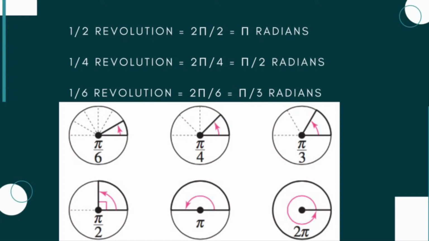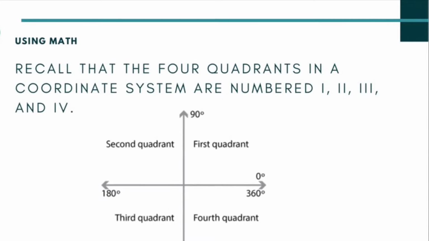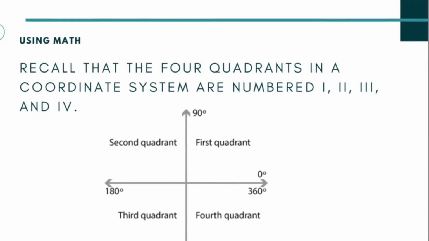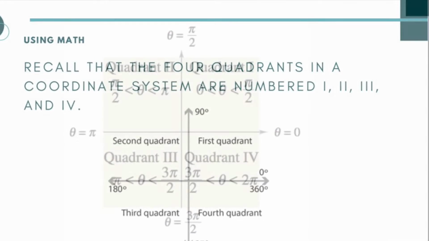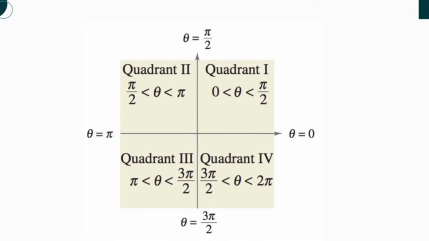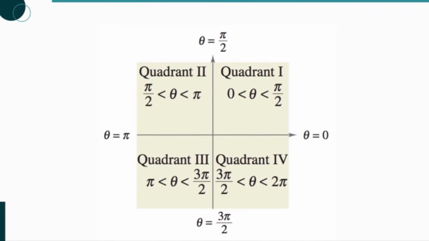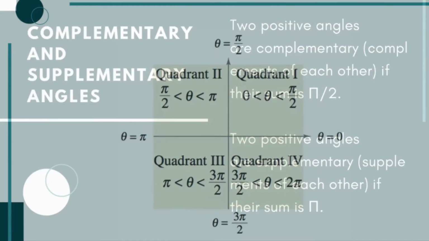Because the radian measure of an angle of 1 full revolution is 2 pi, you can obtain the following. Other common angles are shown in the figure below. Recall that our coordinate system has 4 quadrants: first, second, third, and fourth quadrants. In this figure you can see in which quadrants your angle may be located.